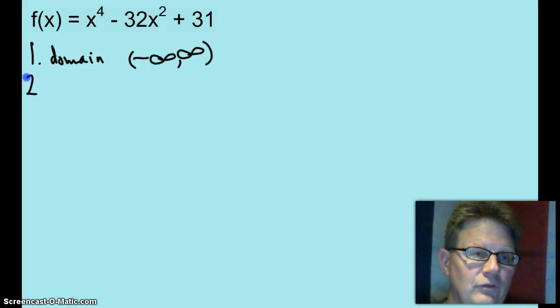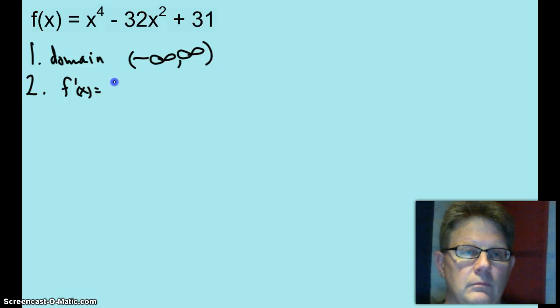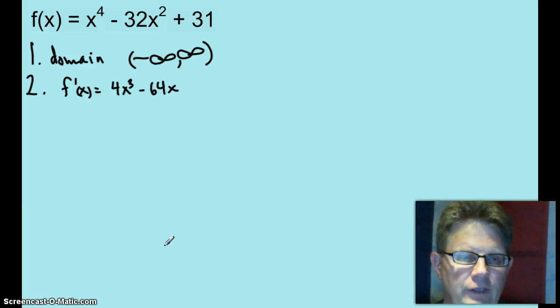2. Let's find all relative extrema. What is f prime of x? 4x cubed minus 64x. I would like you to set that derivative equal to 0 and find where there are possible relative extrema. Alright, and then use the first derivative test to find out if they're relative minimums or relative maximums. So go ahead and pause and do that.